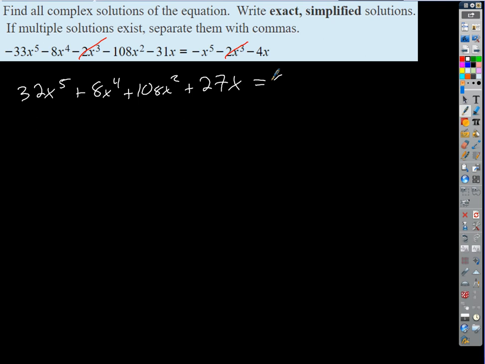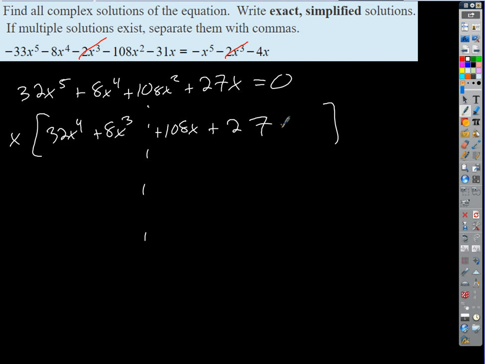We want to pull out the greatest common factor, and I don't think there are any numbers we can take out, right? But we could take out an x. There's no common factor of all those coefficients, but I could pull an x out front. And what does that leave me with? 8x cubed, 32x. Okay, that's where we have to factor by grouping, don't we?